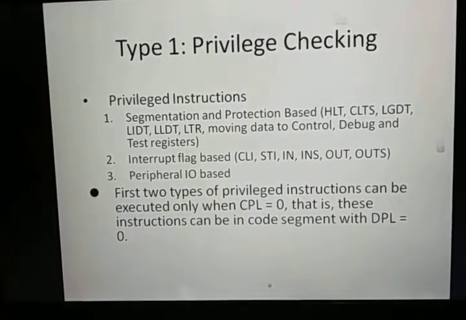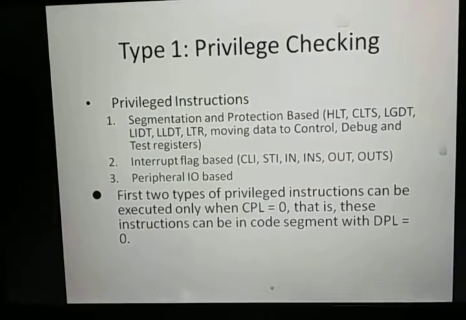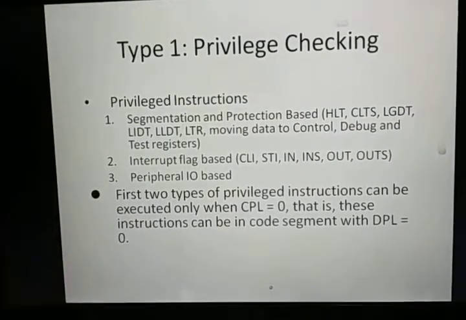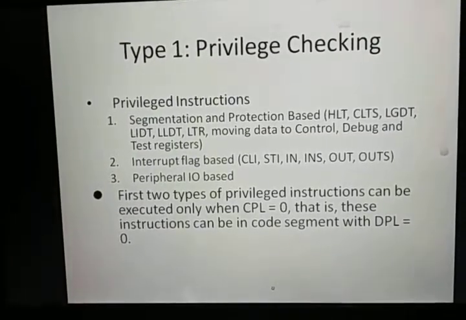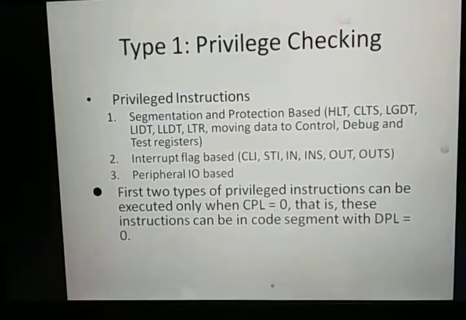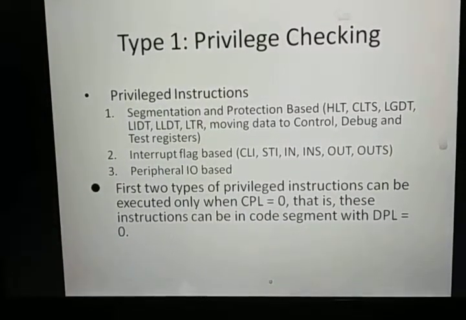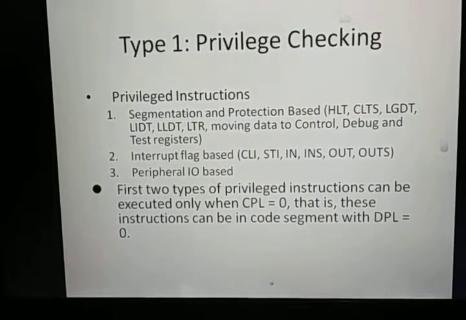Interrupt flag based: clear interrupt, set interrupt, input, input for strings, output and output for strings. At that time we will check the privilege level also. Peripheral IO based: at that time we also check the privilege level.